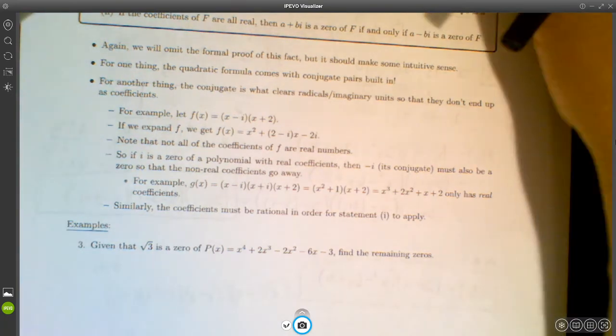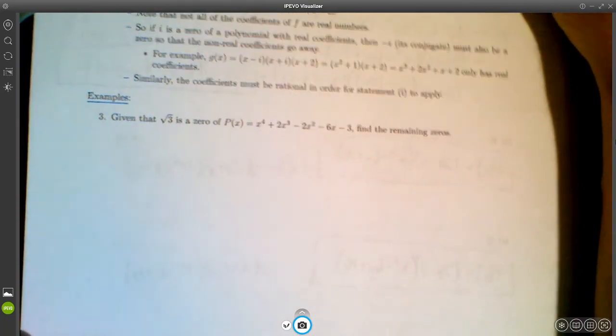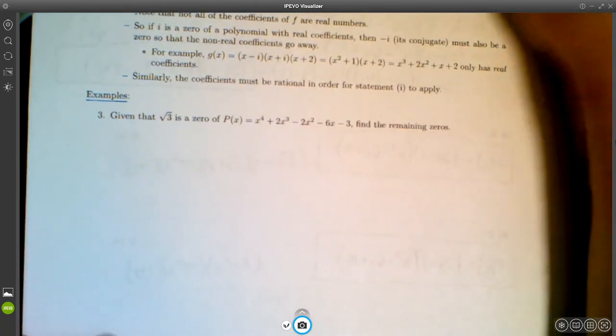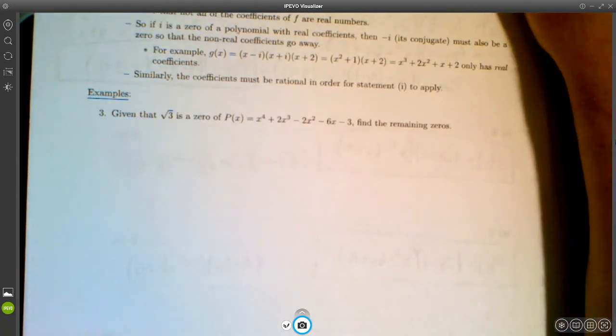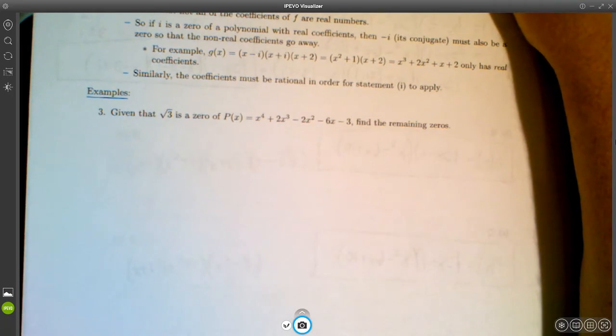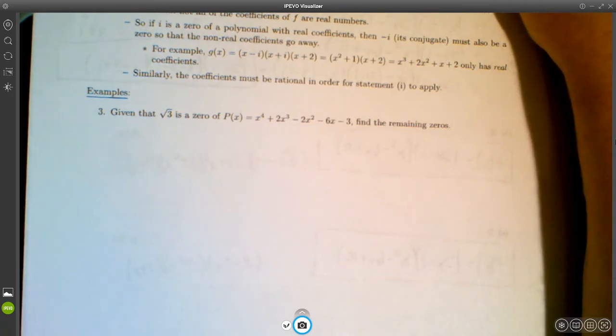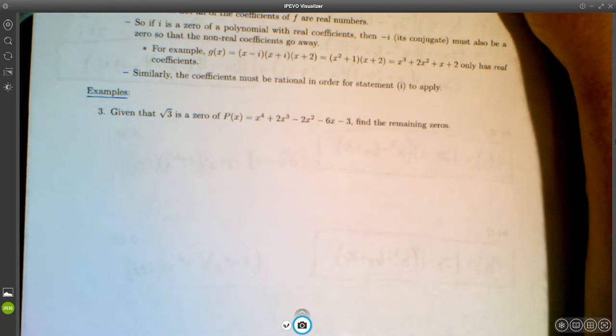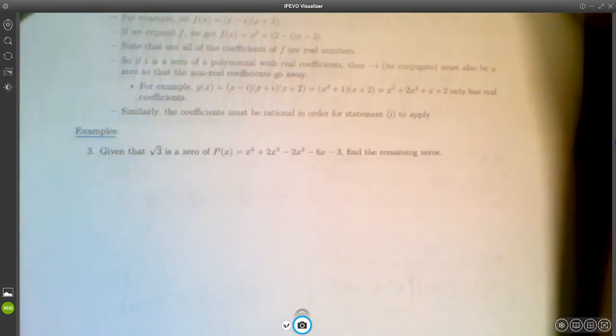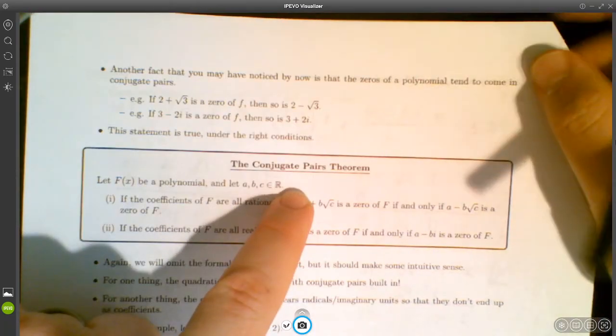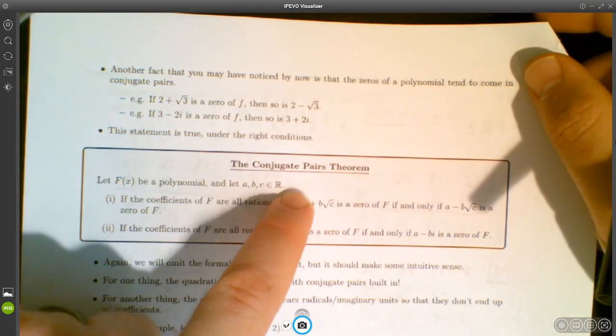So let me show you this theorem in action, and this is a good tool for helping us find non-rational zeros. Remember, in the previous section we were talking about finding the rational zeros. We had the rational zeros theorem that helped us find rational zeros, but how do we find irrational zeros or non-real zeros? The conjugate pairs theorem gives us some help with that, right?